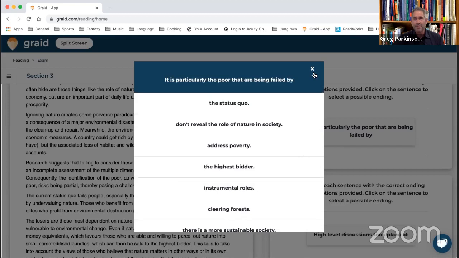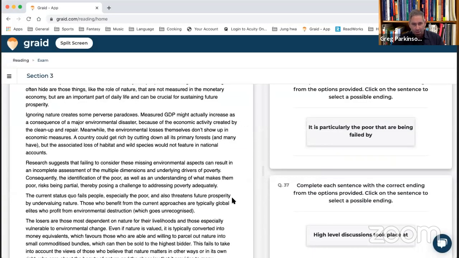Now, to me, there's no answer which clearly seems to fit at the moment. So I'm going to have to scan further and see if there's another mention of poor. So just review what we're looking at. It is particularly the poor that have been failed by, right? To me, the answer did not lie in that paragraph.